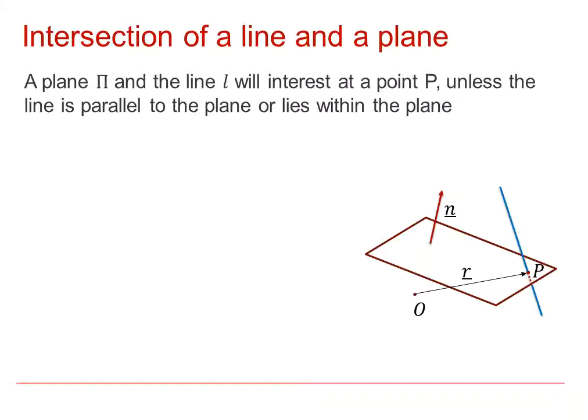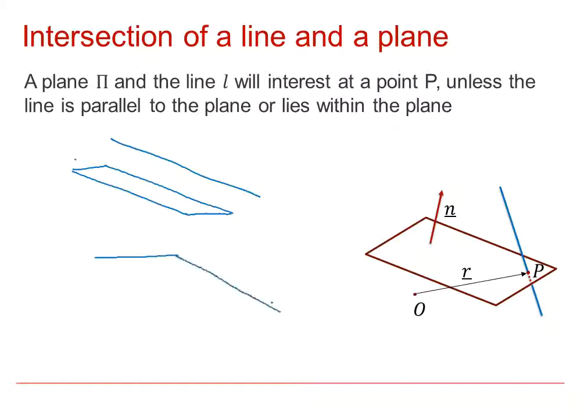However, it could be that the line is parallel to the plane, so that may look like this. So there is my plane, or part of my plane, and if the line is parallel to the plane, there will be no point of intersection. Or it could be that we have a plane and the line lies within the plane. So it could be that the line is part of the plane, in which case every single point on the line also is a solution to the plane.